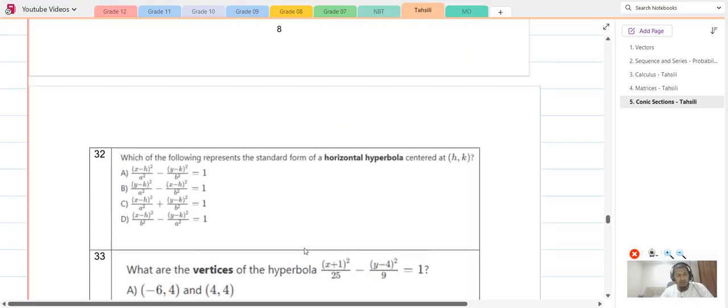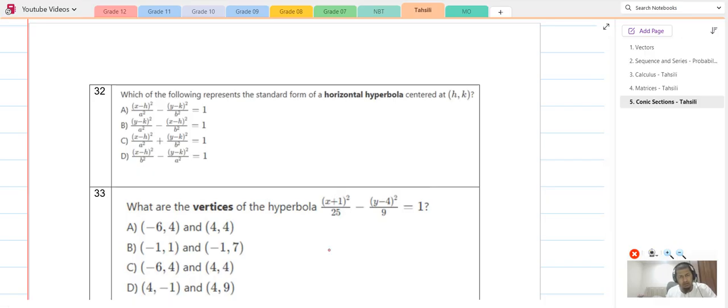Now next one, number 32. Which of the following represents the standard form of a horizontal hyperbola, with center h and k? The horizontal hyperbola is the one where the x part is positive. See, this part is positive, so it's option 1. It can't be this one because that's vertical. Option C is not even a hyperbola, that's an ellipse. And option D is also wrong. We've got B and A switched around even though this is positive, so go with A.